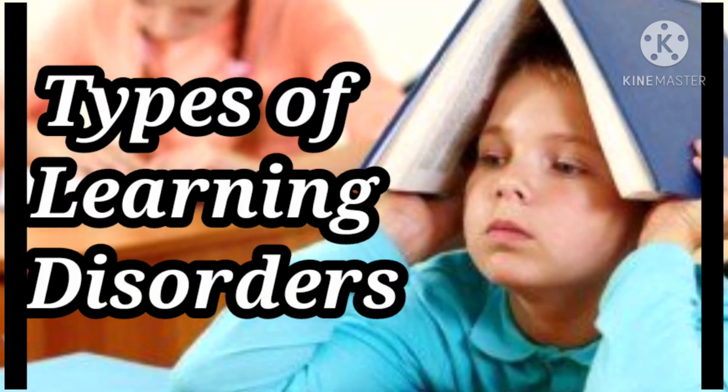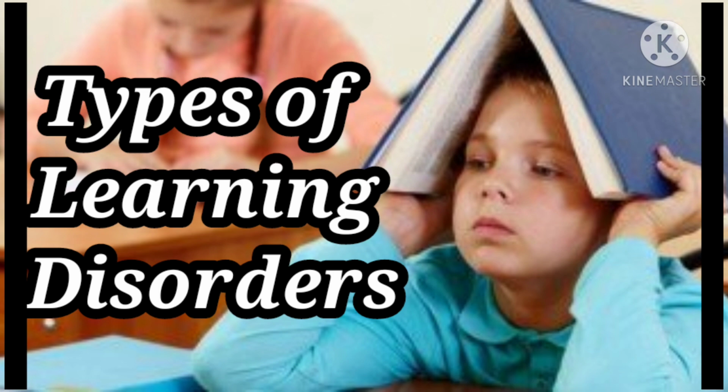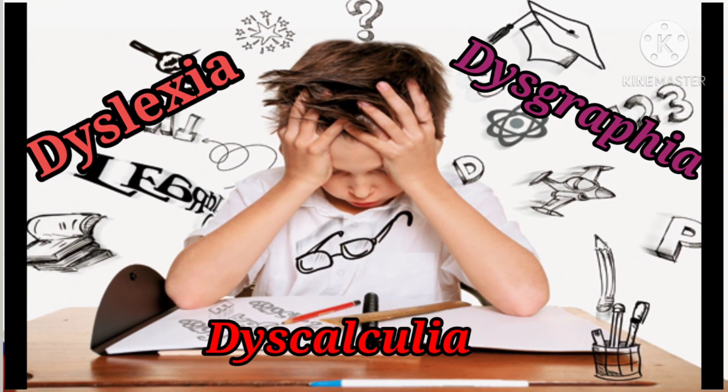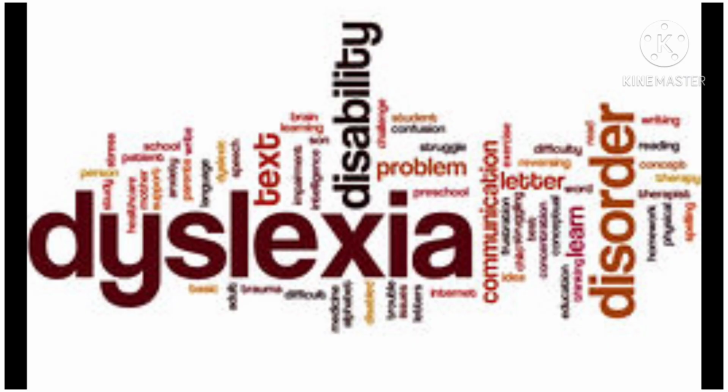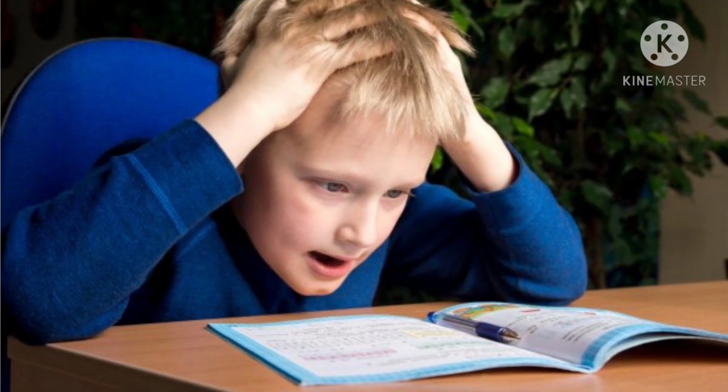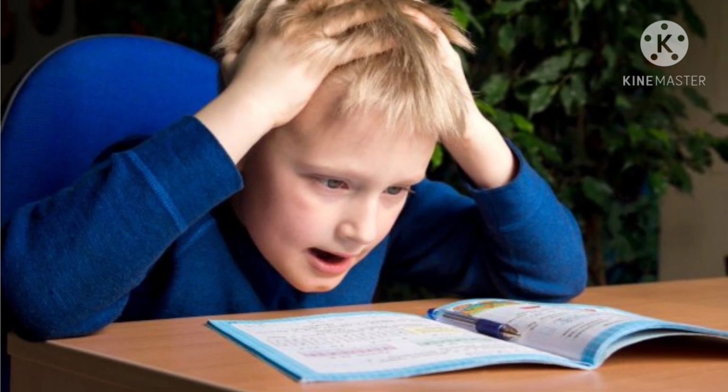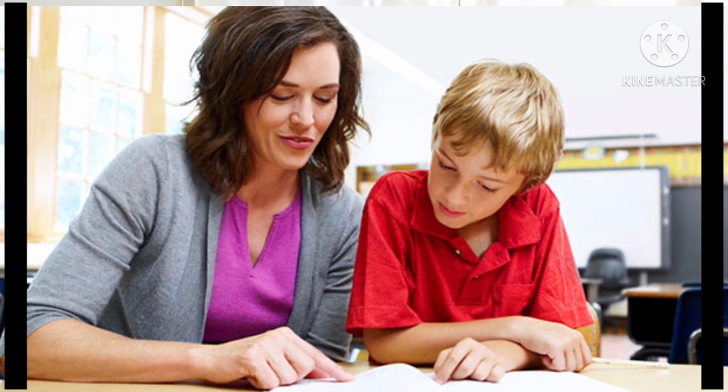Now we will see what are the major types of learning disorders. Under the word learning disorder, there are different types, and the major ones are dyslexia, dysgraphia and dyscalculia. Dyslexia is also known as the reading disorder. Here the child will find it very difficult to read, to write in spellings as well as in speaking. For dyslexia there is no permanent cure as such, the only thing is repeated practice.